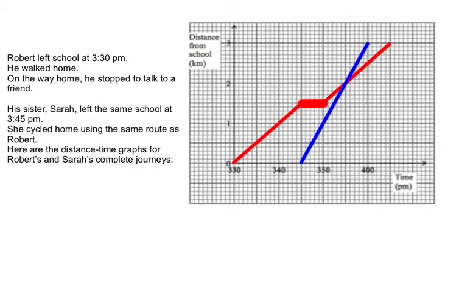After that, it says that Robert stopped and talked to a friend. And then in the last part of Robert's journey, he was again walking home. So calculate the speed on this walk home by figuring out the distance and dividing it by the time that this last part took him.